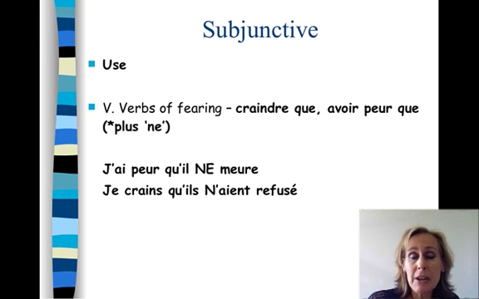5, verbs of fearing, which is a little bit like emotion. Craindre que, avoir peur que, place ne. J'ai peur, but by this I mean you add a little ne in front of the verb. J'ai peur qu'il ne meure. I'm scared that he'll die. Je crains qu'il n'ait refusé. I'm scared they refused.